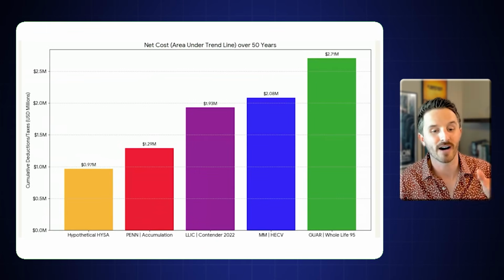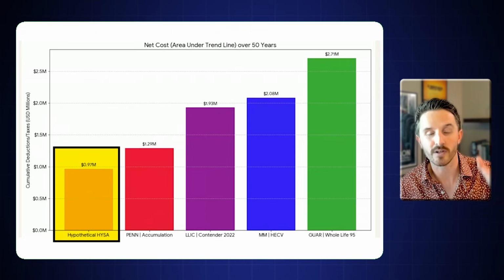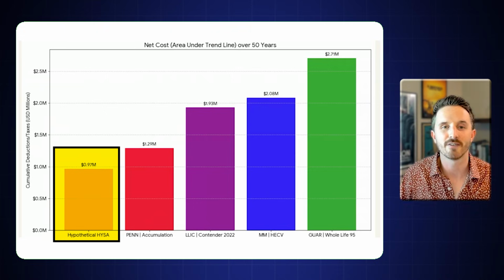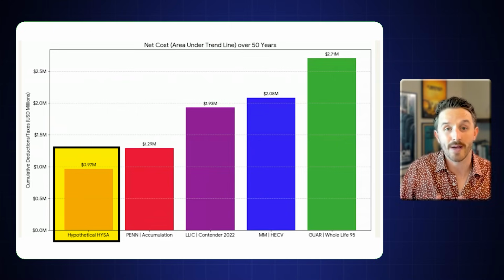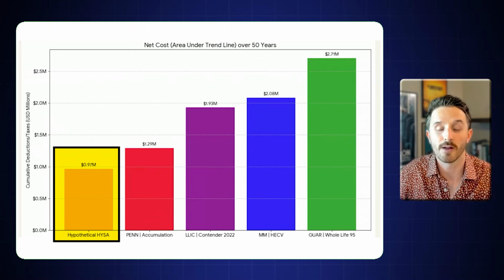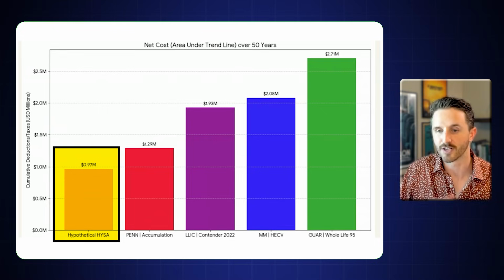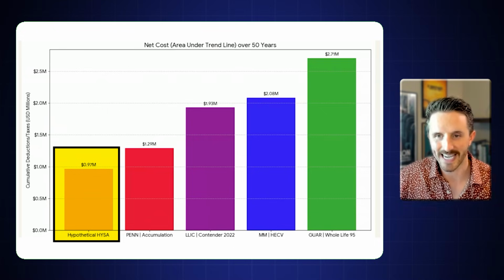So with your hypothetical high yield savings account with a 22% tax rate earning 4% a year, you're looking at just shy of $1 million. And that is lower than Penn. And Penn previously had the lowest at 1.29 million over the 50-year span. Obviously, it's also much lower than Lafayette Life, MassMutual, and Guardian.